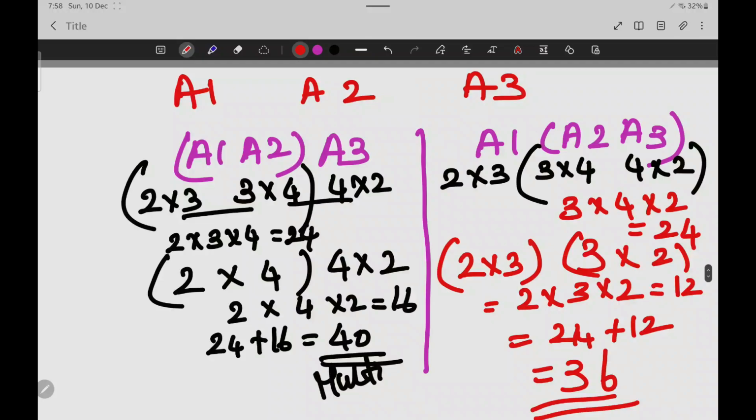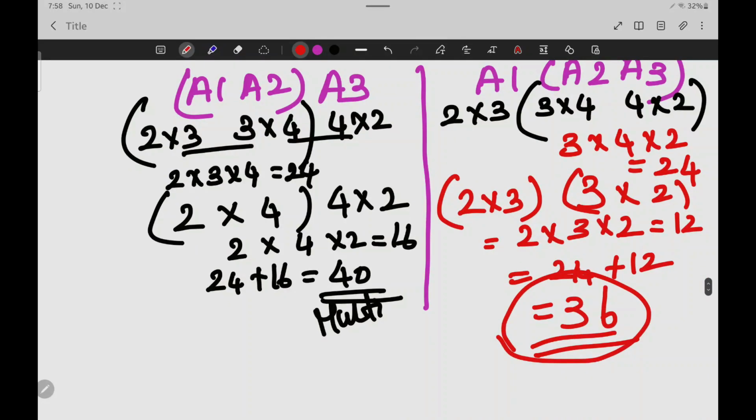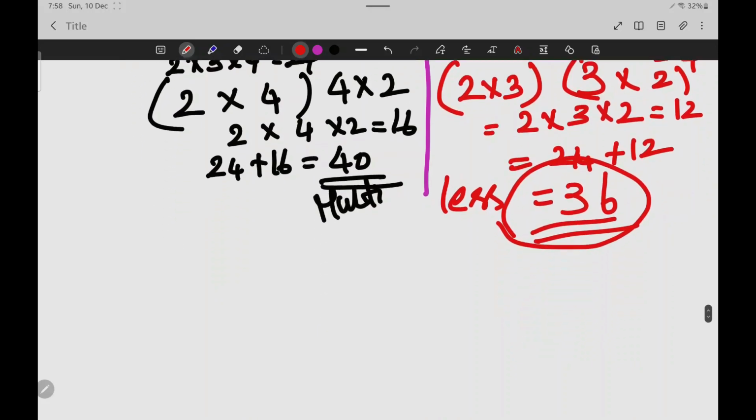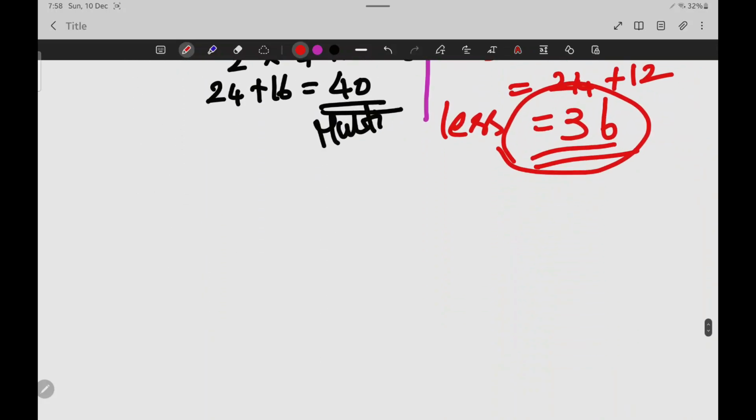These are satisfying the associative property, and therefore we will get the same result. The result will be the same for both combinations, but this one has fewer multiplications. So we need to identify which one has the least number of multiplications.